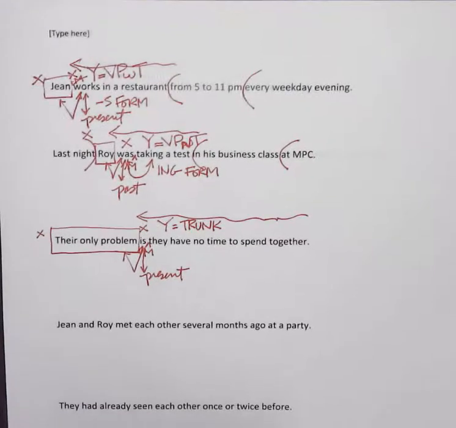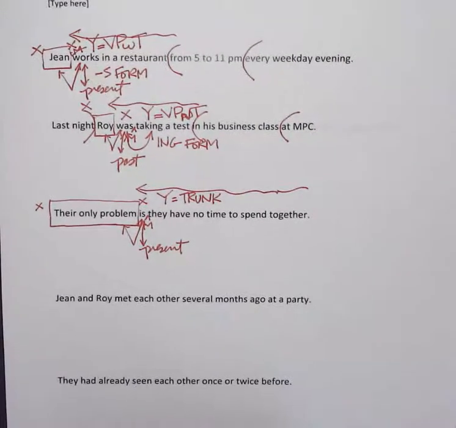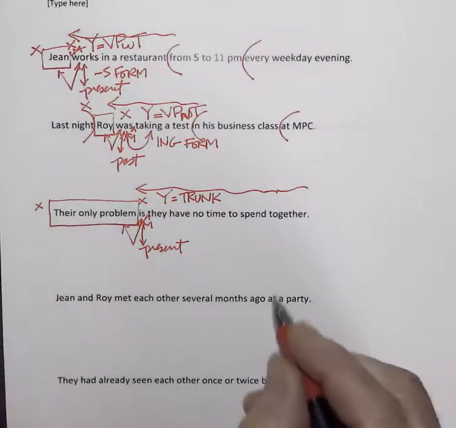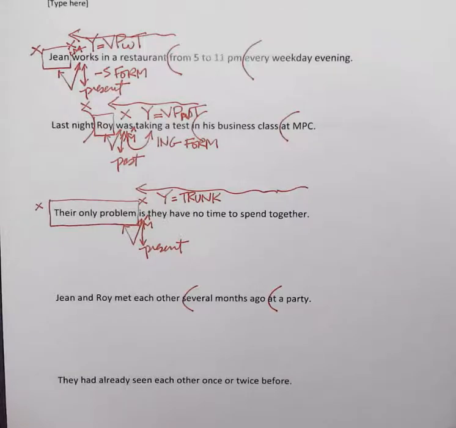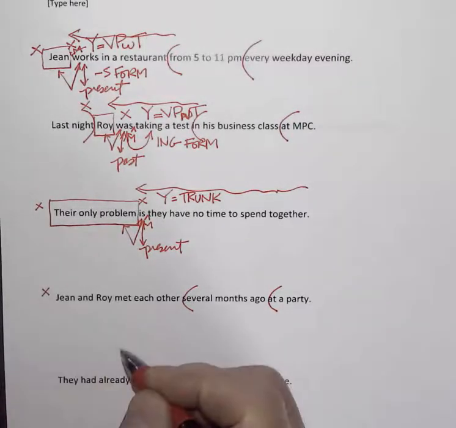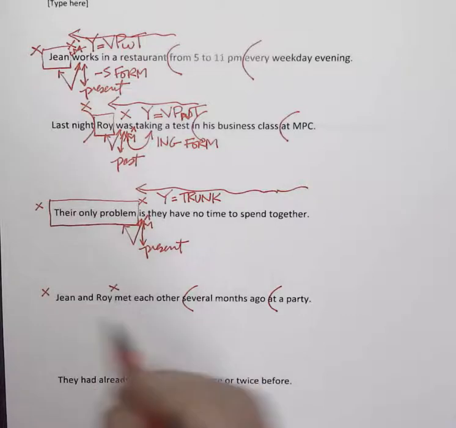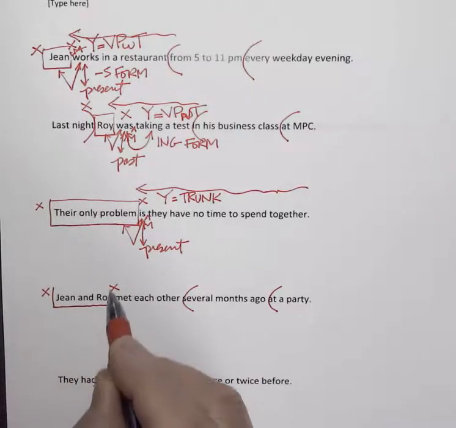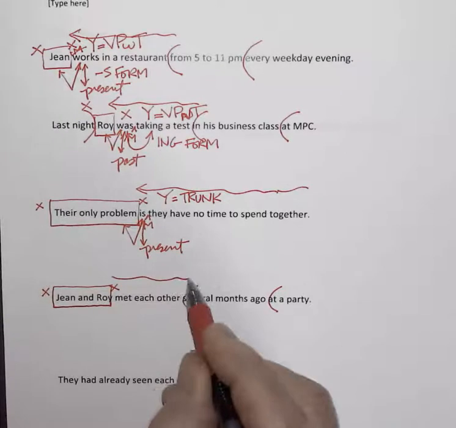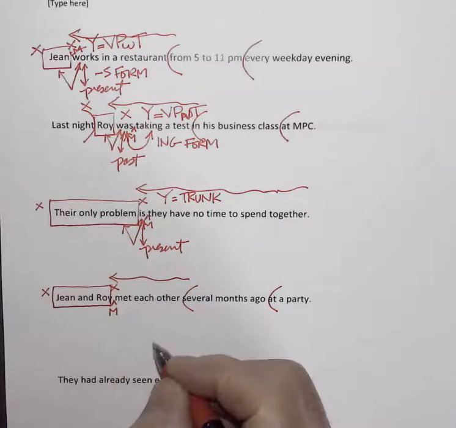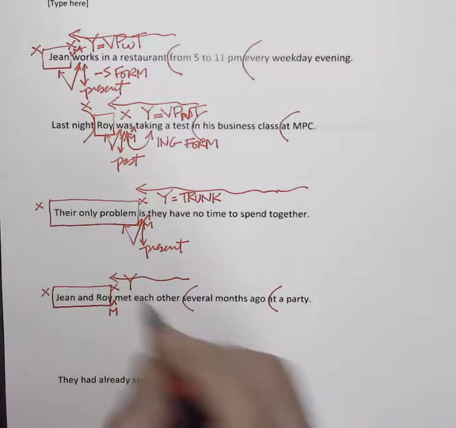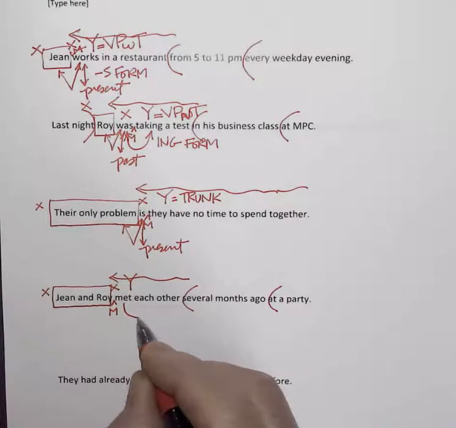Let's continue. Jean and Roy met each other several months ago at a party. At a party, several months ago, Jean and Roy met each other. Did Jean and Roy meet each other? Jean and Roy did not meet each other. Jean and Roy is the subject. The predicate is everything between. The M place is here after X before met. And met each other is Y. This sentence has just one tie. Met ties with the past. This is a past form.